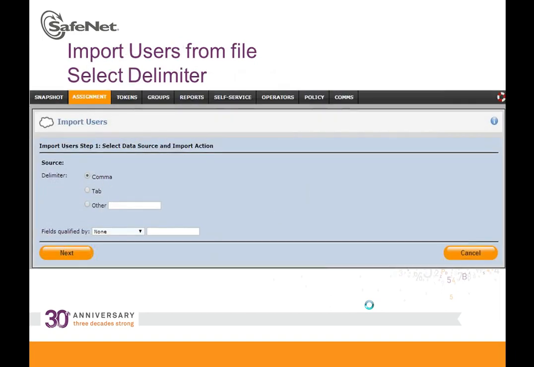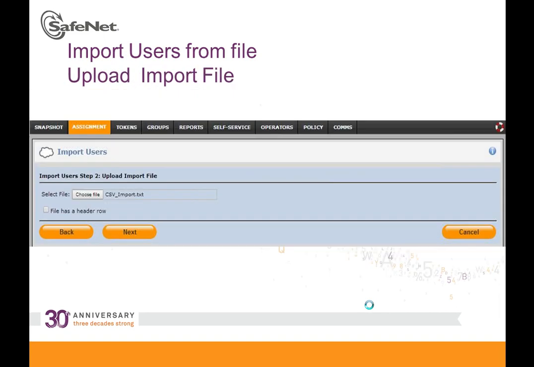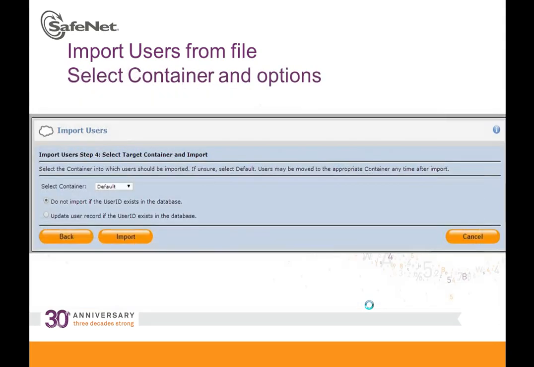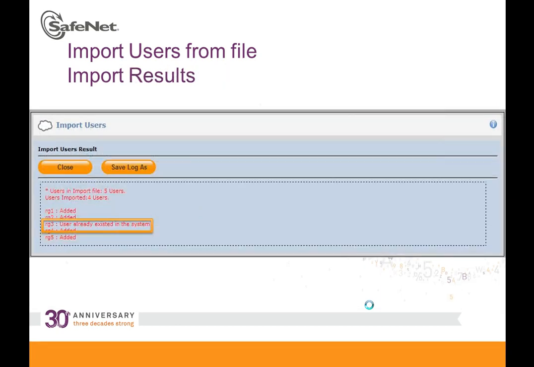When I import from a file, I choose my delimiter, I choose my import file, I map my import data, and I choose to import. And again, here's the options. Do not import if the user ID exists, or update the user record if the user ID exists in the database. Now, there's a few error messages that we can have during importing.